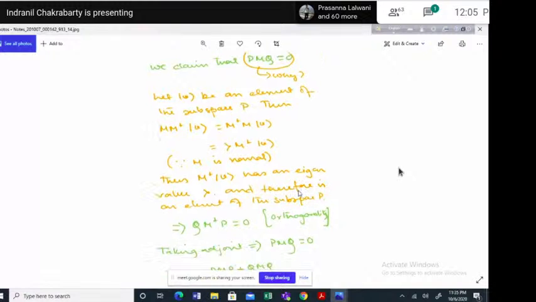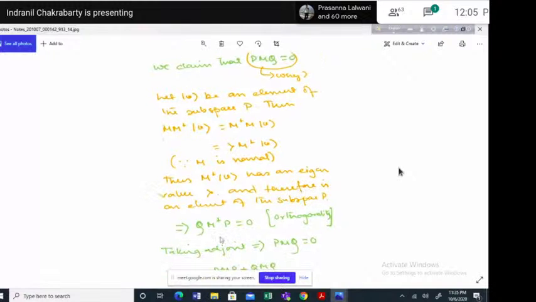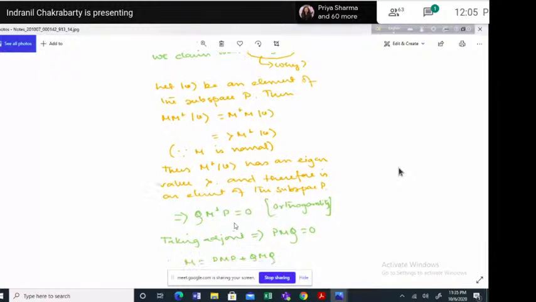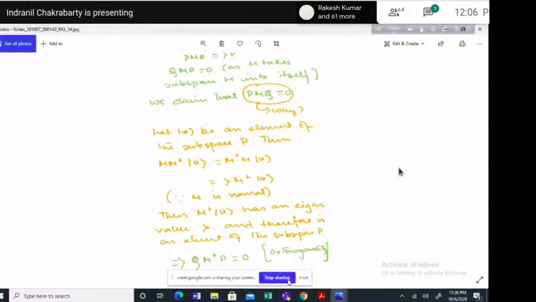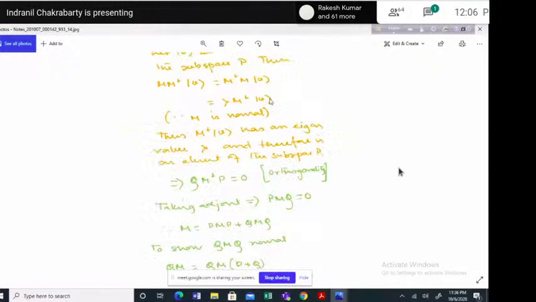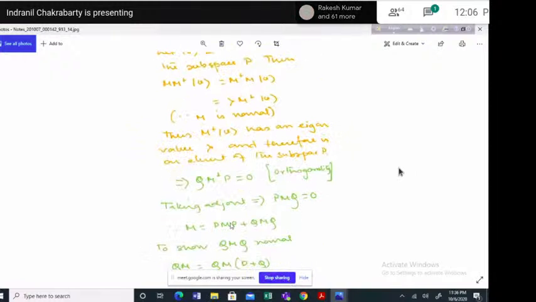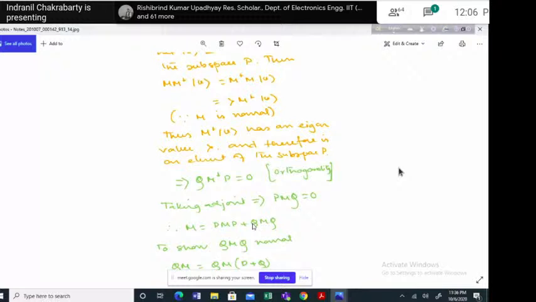So Q, when applied on any element of the subspace P, being the projector onto the orthogonal complement, will always give you 0 from the orthogonality condition. Now, if you take the adjoint of this, QM dagger P, you will get PMQ. So that is why I am saying that PMQ is also 0. Now the normal operator can be simply broken up into two parts, PMP plus QMQ.